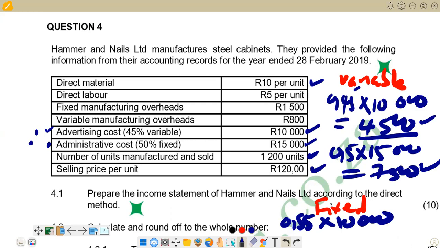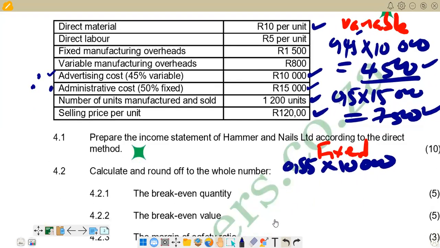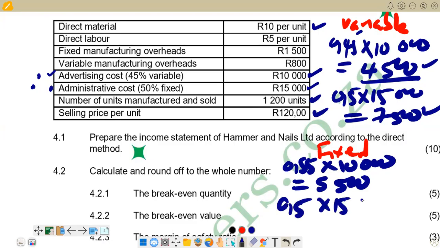If you multiply the two, you are supposed to get 5,500. So this is the part of advertising. Then administrative is 50%, the same as here. We are now saying 0.5 again times 15,000. Then you get 7,500 again because it's half there.